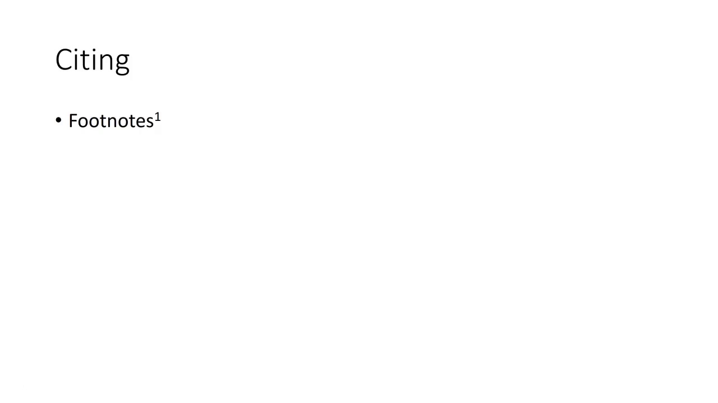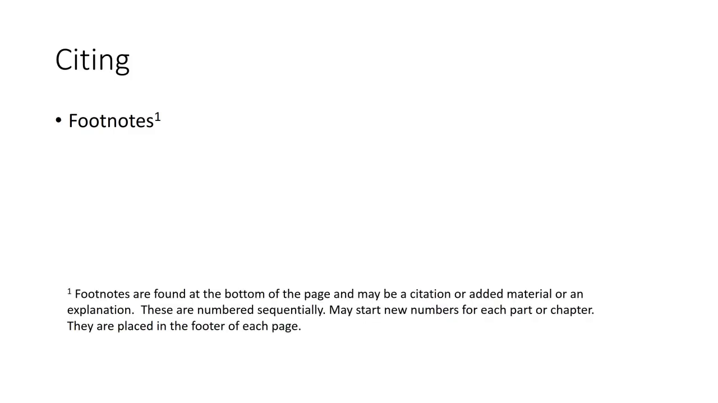You can cite using footnotes, and you've all seen the word footnote before. What is a footnote? A footnote goes in the footer of the page. And you can see it says up here you've got a number 1, and the footnotes are found at the bottom of the page, and maybe a citation or added material or an explanation. They're numbered sequentially, may start new numbers for each part or chapter, and they are placed on the footer of the page. If you go and read certain psychology books, they often use footnotes. And in the footnotes, you're reading through and you can check it down on the bottom of the page and come back. They may have an explanation or something in a footnote. Footnotes can be a lot of different things. Footnotes may have 2 or 3 references all tied together. They're called footnotes because they are found at the footer of the page.